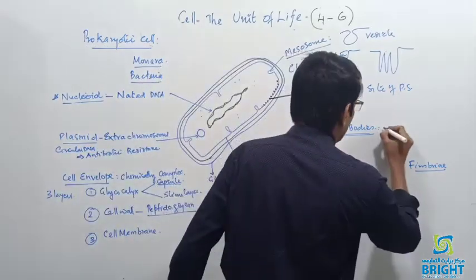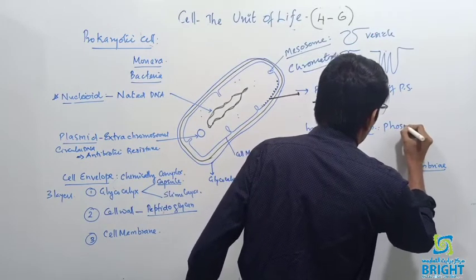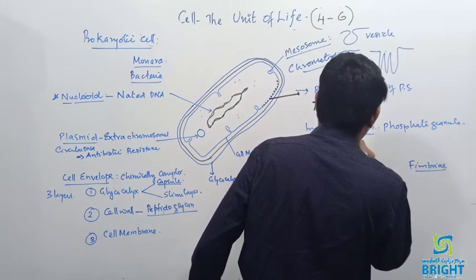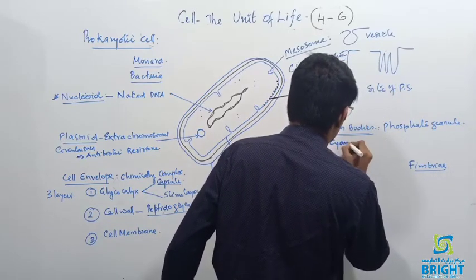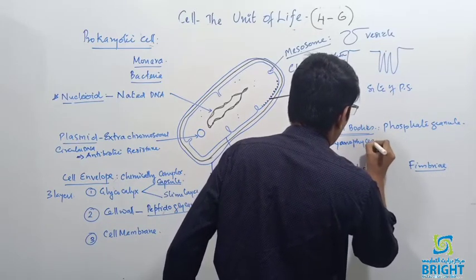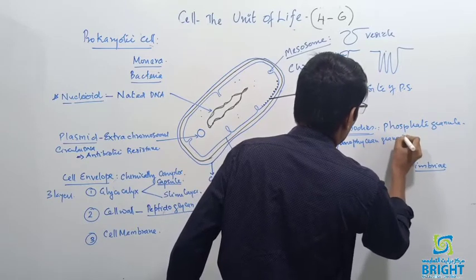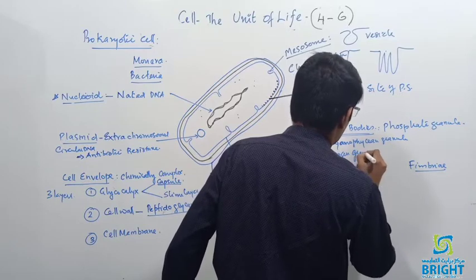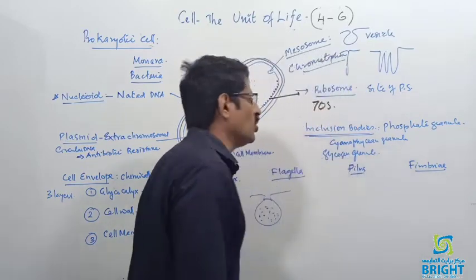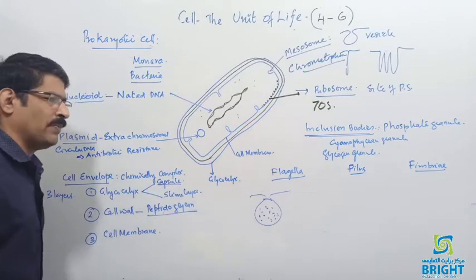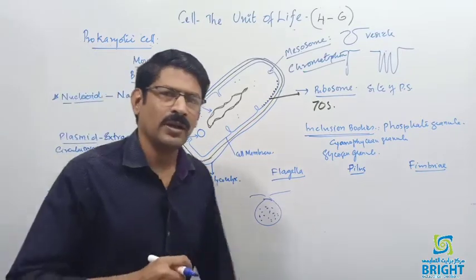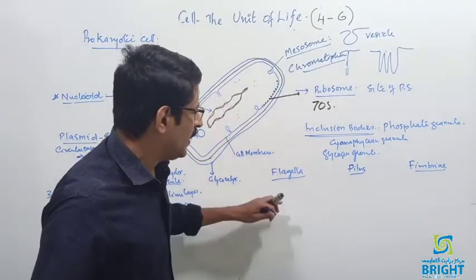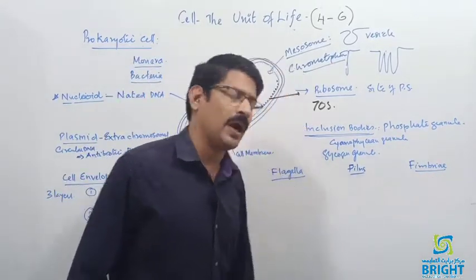Inclusion bodies include phosphate granule, cyanophycin granule, and glycogen granule. These are the inclusion bodies present in the prokaryotic cell. And in the prokaryotic cell, certain cellular outgrowths like flagella, pilus, and fimbriae are present.